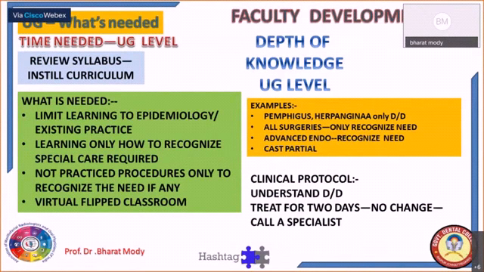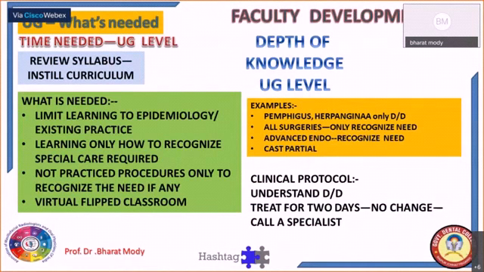So, review of the syllabus and instituting a curriculum, what is needed. Limit learning to epidemiology and the existing practice for the UG level. Learn only what is to be recognized, and the UG student should know, okay, this is the thing which I can handle. Otherwise, I will have to call an expert. And the flipped classroom should be utilized so that we can gain more time from the lecture.